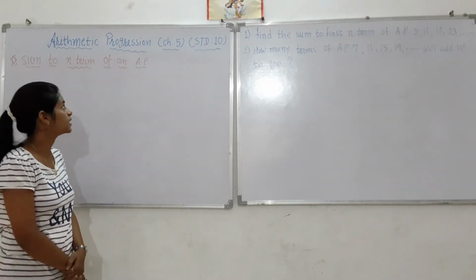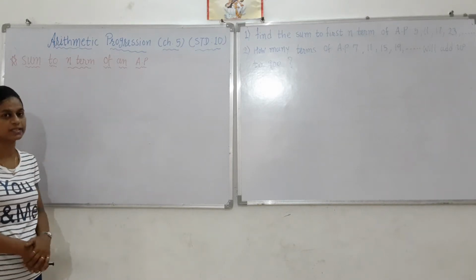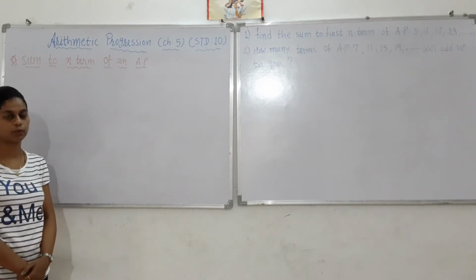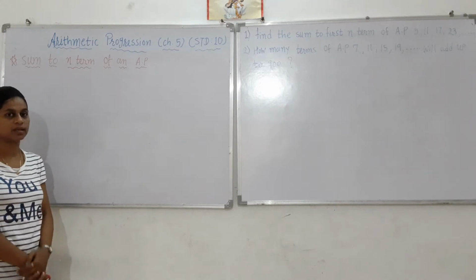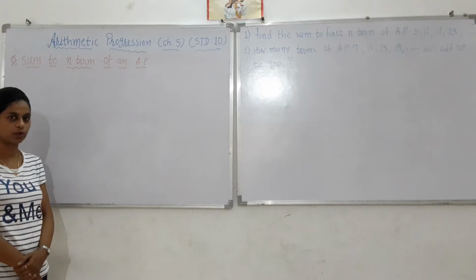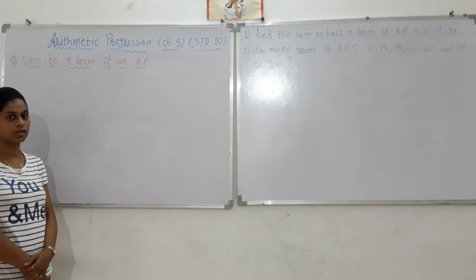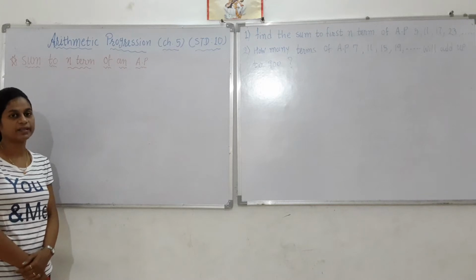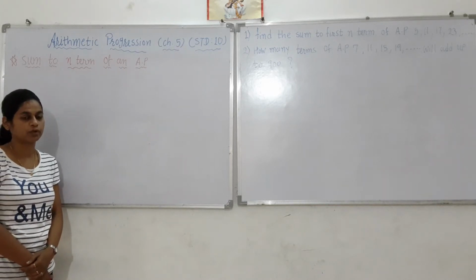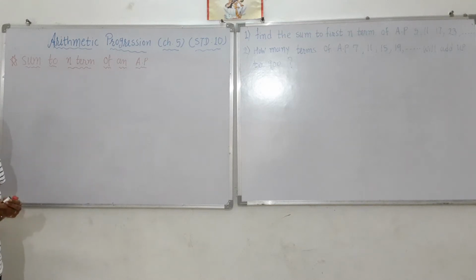Today our chapter is arithmetic progressions. Our topic is the sum of the first n terms in arithmetic progressions. We already made two videos. In these videos we covered the definition of arithmetic progression, that means what is an arithmetic progression, and in the second video we covered finding the nth term of an arithmetic progression. Now, the sum to n terms of an arithmetic progression.